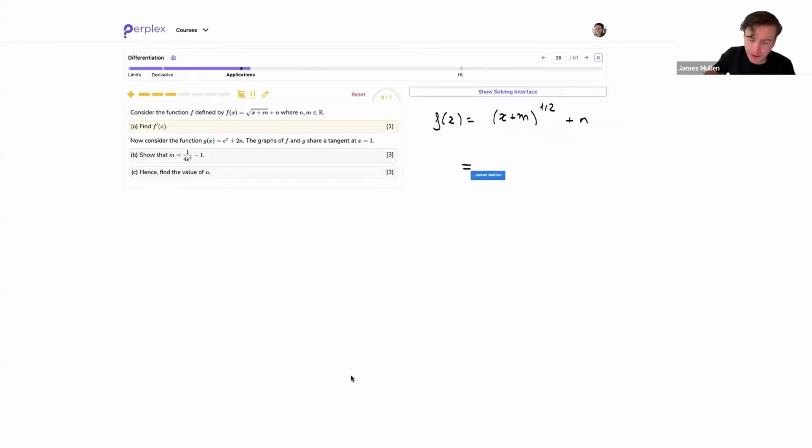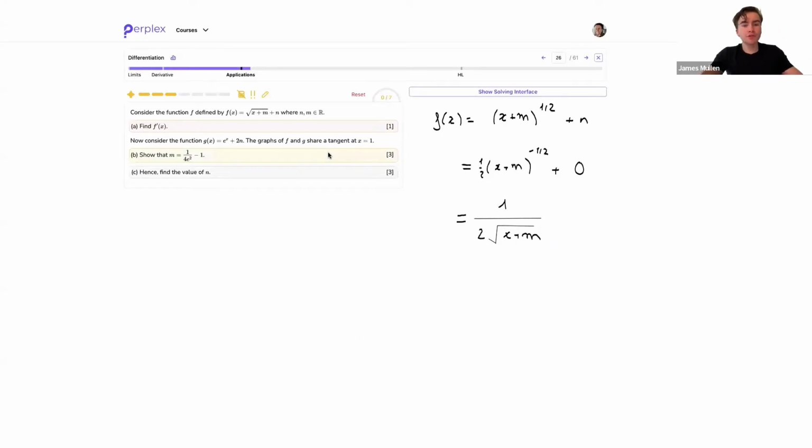Now, I can use the chain rule, except now the derivative of the inside is just 1, and I can write this as 1/2 of x plus m to the power of, if I do 1/2 minus 1, minus 1 over 2. And then plus, the derivative of n, which is a constant, is 0. So this just becomes 1 over 2 times the square root of x plus m. That's my derivative for part A.